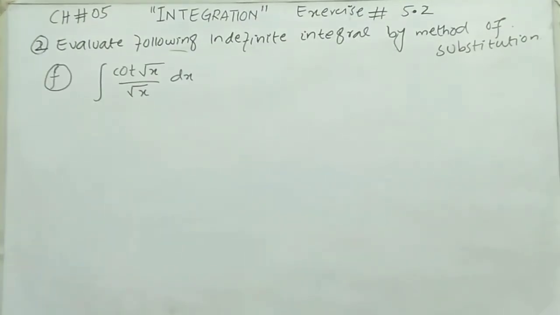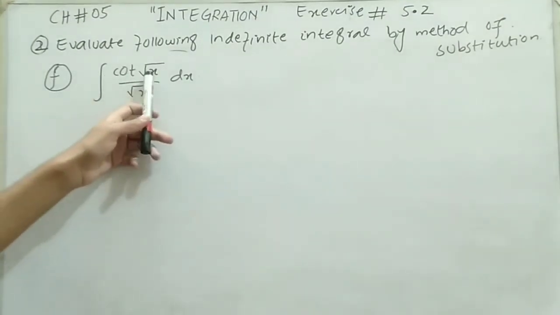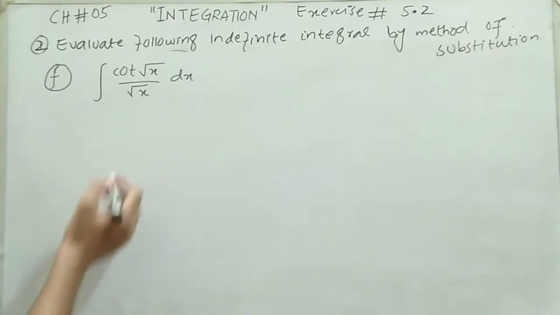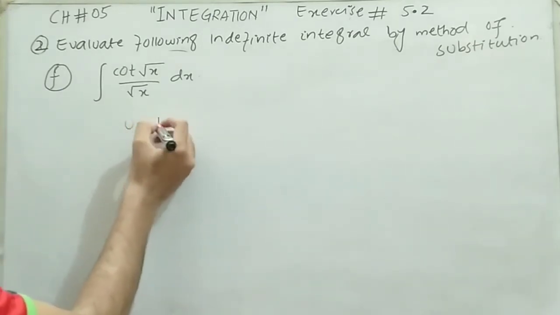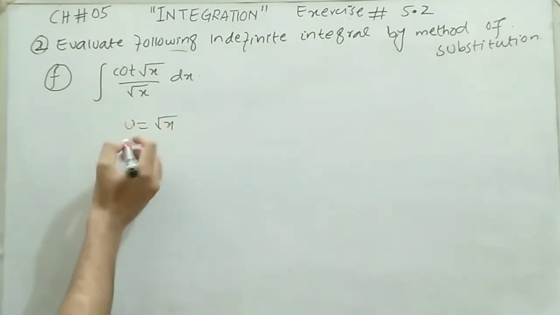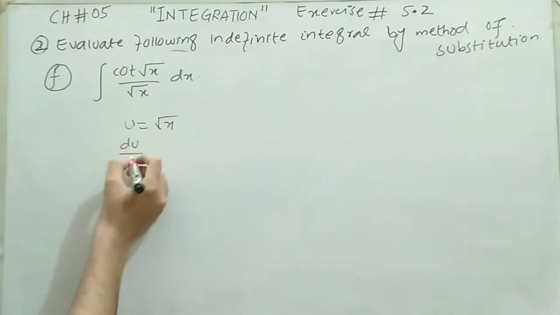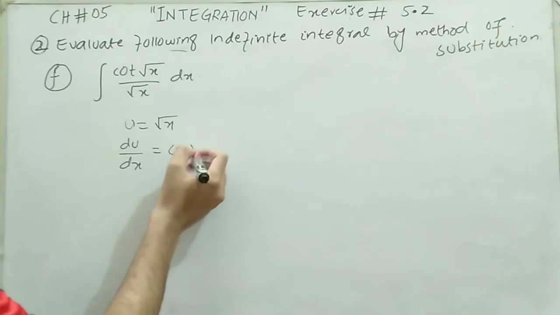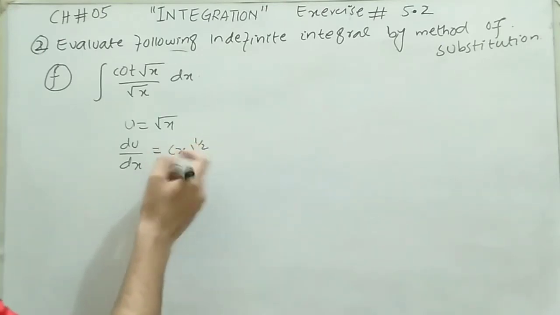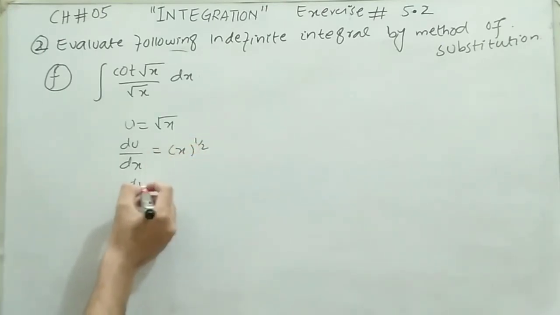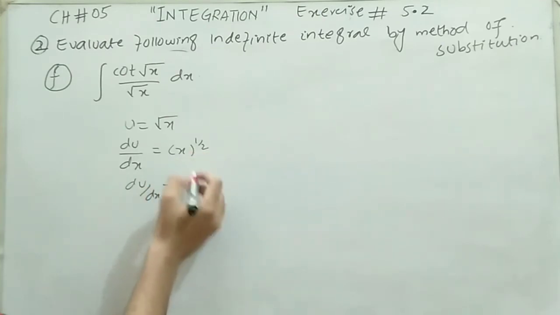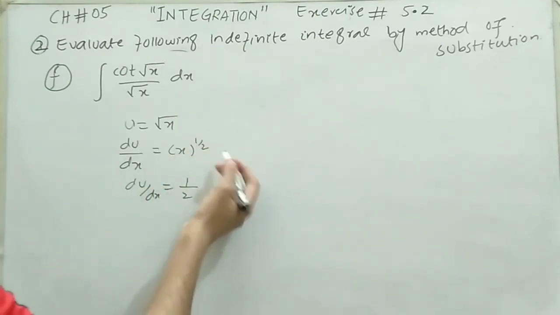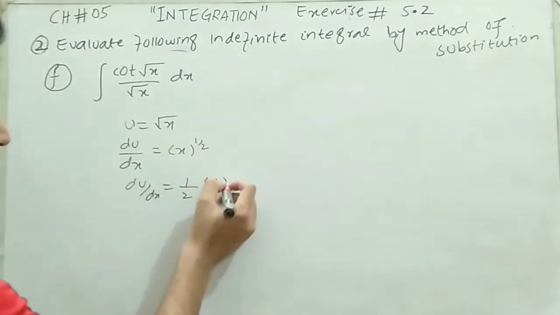Now move to part number F, integral of cotangent root x dx by root x. Over here we are supposed to take u is equal to root x. Now differentiate both sides with respect to x, so it becomes du by dx is equal to, you know that root x can be written as x power 1 over 2. And if we differentiate x power 1 over 2, 1 over 2 will come to the front and subtract 1 from the power. So it becomes x power negative 1 over 2.